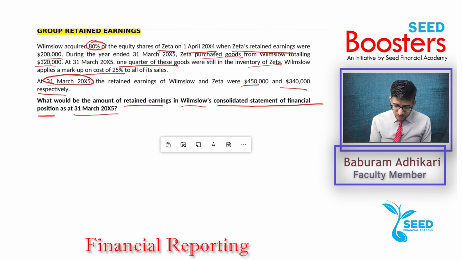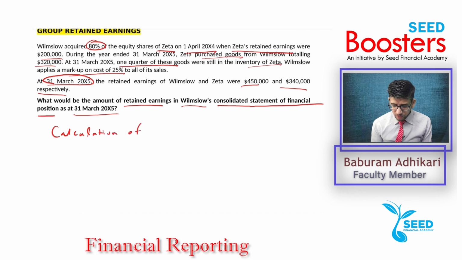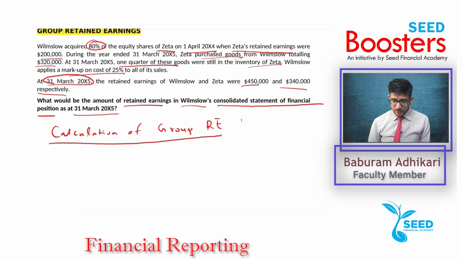So to begin with the calculation, let's prepare the pro forma for group retained earnings. So I'm writing here the calculation of group RE. So this is the requirement itself. Now I'm preparing the format here.